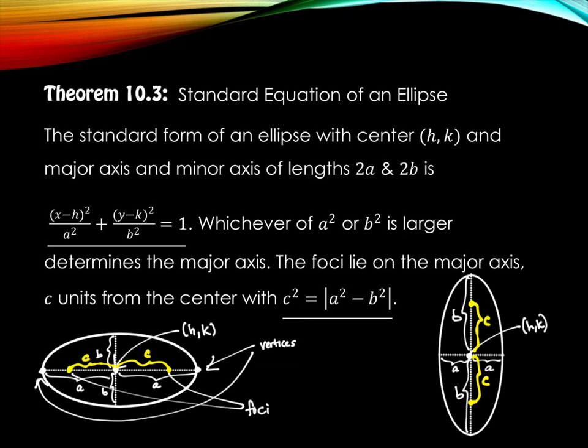My graph is getting messy. Let me use another color at least. So this axis here is my major axis. Smaller pen.